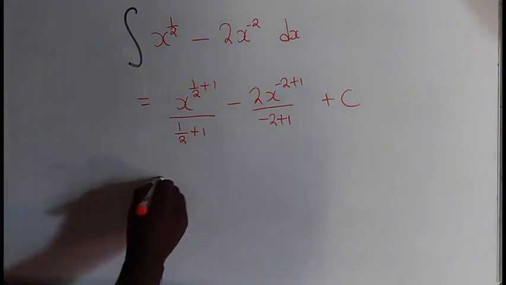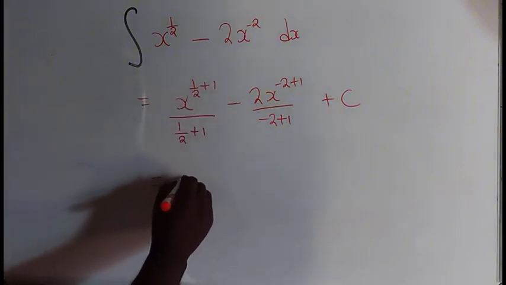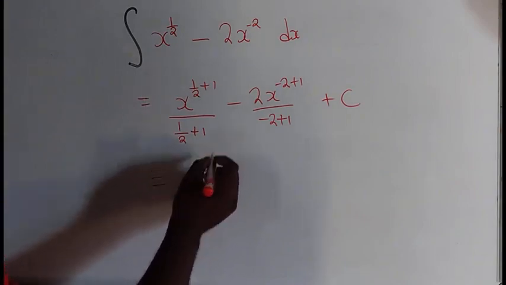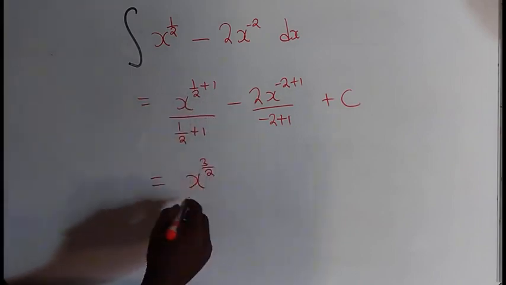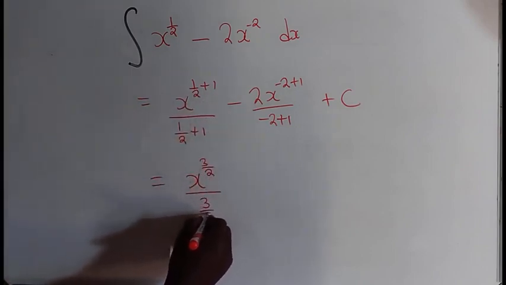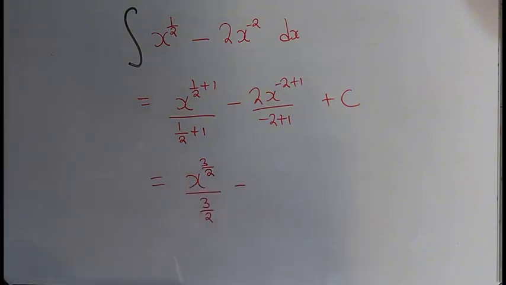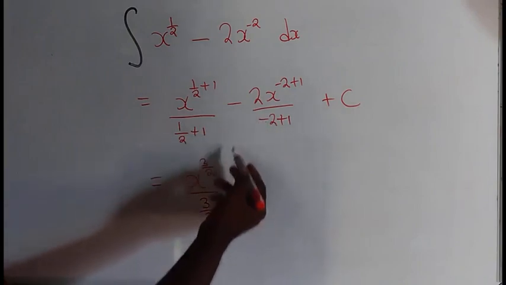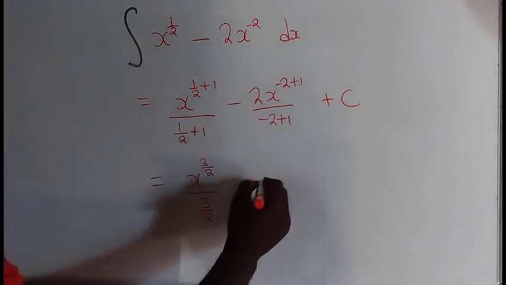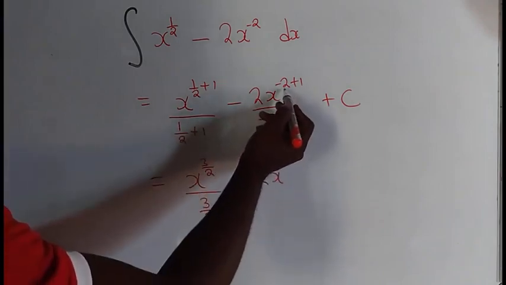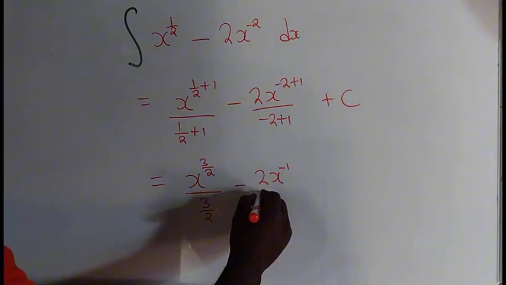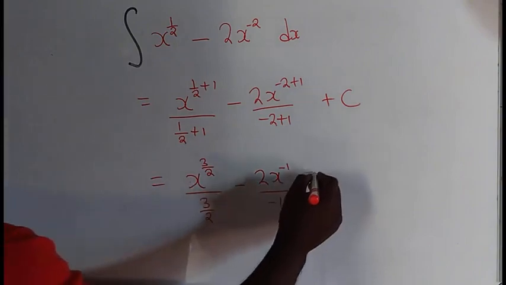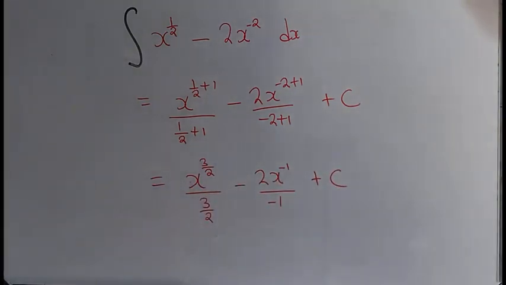Now from there, let us simplify. So x to the power 3 over 2, because when you add 1 over 2 plus 1, you get 3 over 2. Again over 3 over 2, because it's the same, minus. Before we deal with the negatives, let's just work it out. So we say 2x to the power negative 2 plus 1, to give us negative 1, over negative 2 plus 1, to give us a negative 1, then plus c. So I hope that you are following.